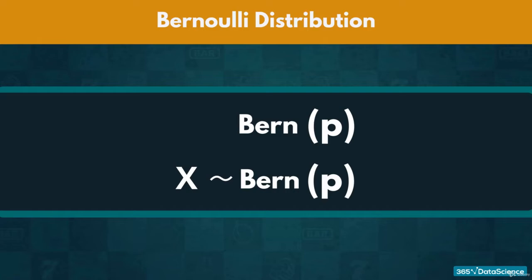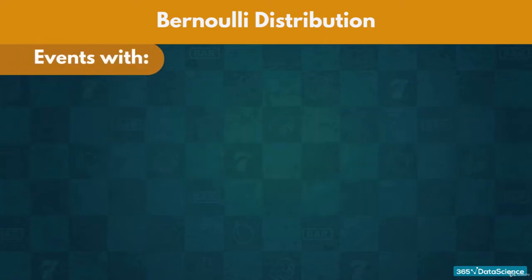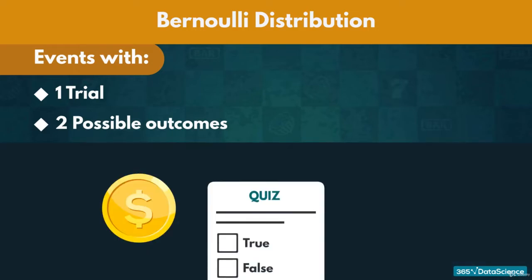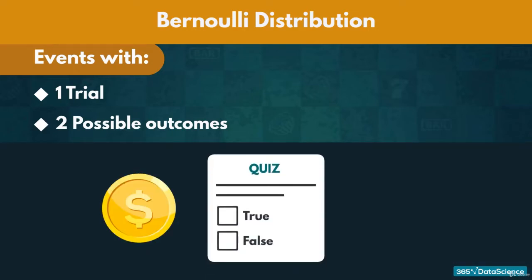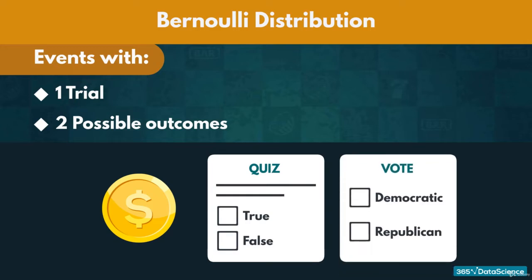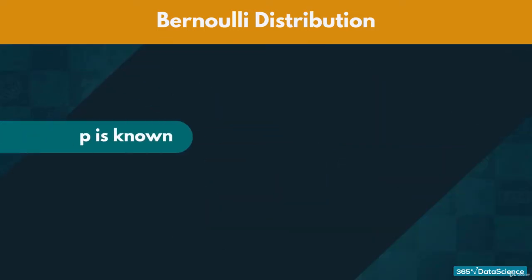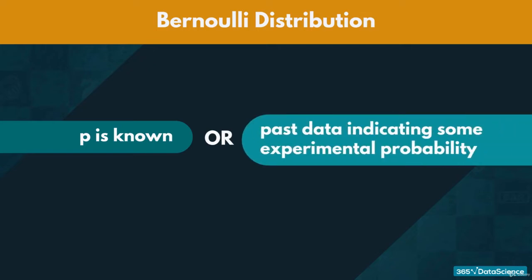Okay. We need to describe what types of events follow a Bernoulli distribution. Any event where we only have one trial and two possible outcomes follows such a distribution. These may include a coin flip, a single true or false quiz question, or deciding whether to vote for the Democratic or Republican parties in the U.S. elections. Usually when dealing with a Bernoulli distribution, we either have the probabilities of one of the events occurring or have past data indicating some experimental probability.